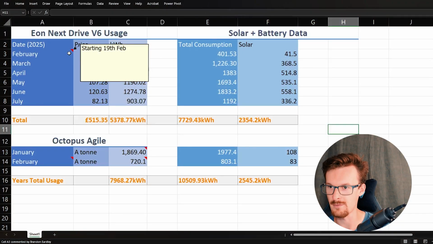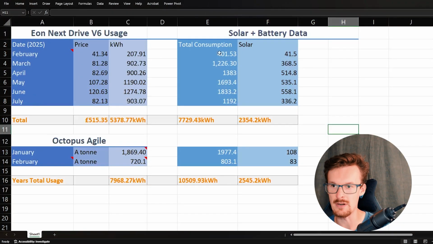Starting from the 19th of Feb, this is what this data is on the top half. The bottom bit includes my consumption for the whole year, but that was previously on Octopus Agile, so I don't have the rates for that anymore, which is not too much of a problem. It gives us a good idea anyway of what we're paying.